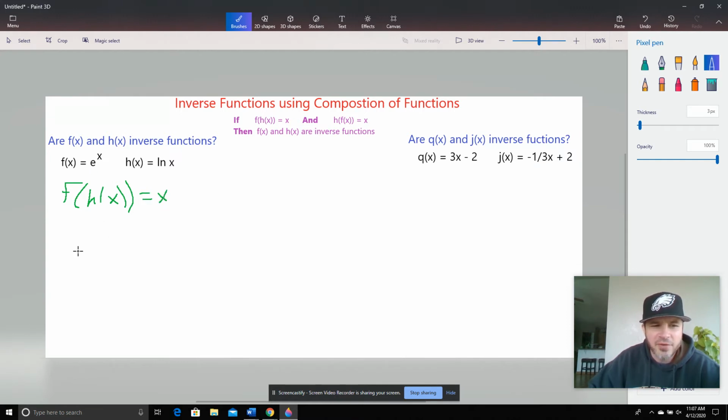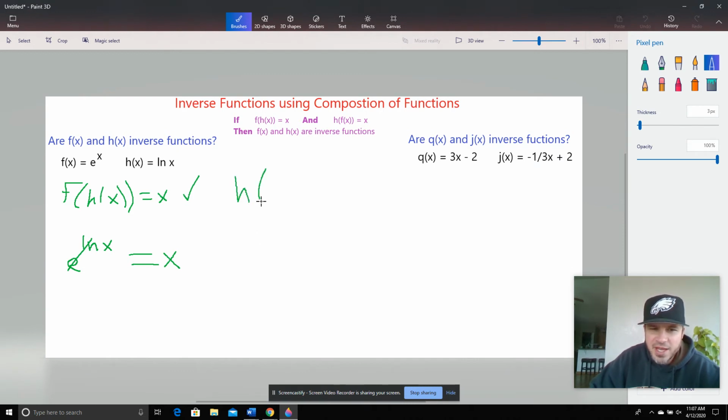So we're going to take f. Here's f down here, e. But instead of putting x, it's telling me to put this in there: natural log of x. So look what happens when we do that. These guys go away, and that does equal x. So f of h of x did equal x. So that's a check. Then we have to do the opposite of that.